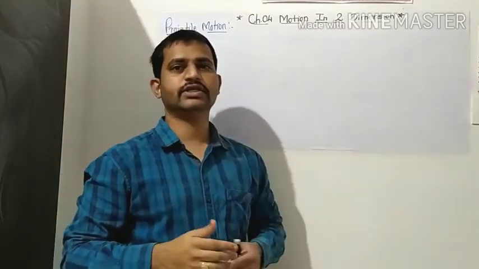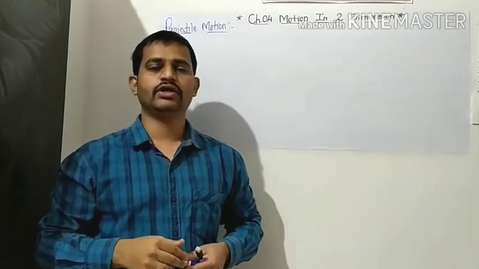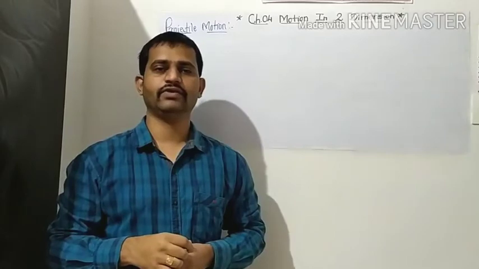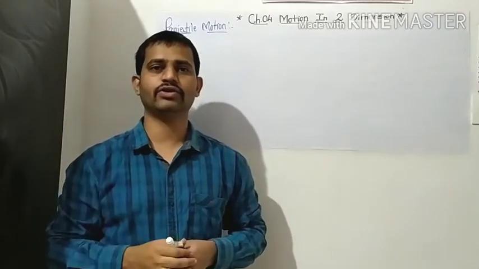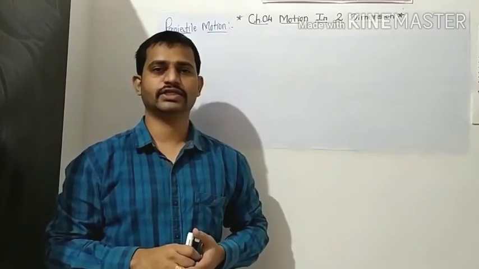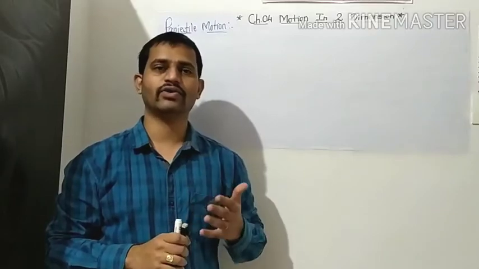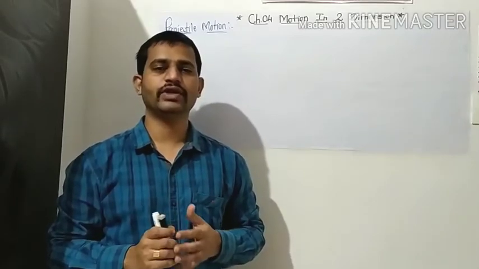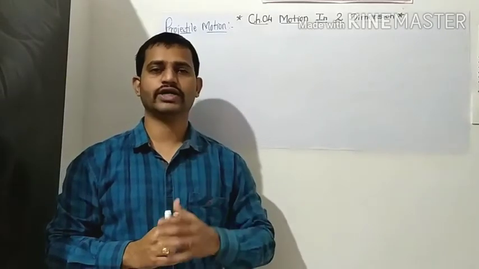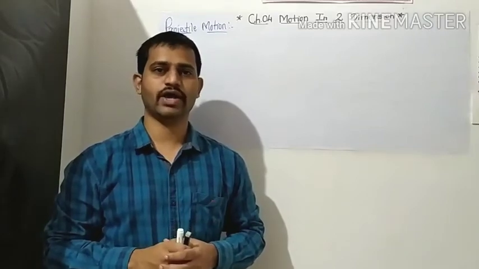Initially we have studied that when a body or a particle is traveling, it changes both its coordinates. If we see one object traveling in any particular direction, then its x coordinate is changing, and its y coordinate is also changing. So whenever a body is traveling in a plane, its two coordinates are changing continuously: the first is the x coordinate and the second is the y coordinate.